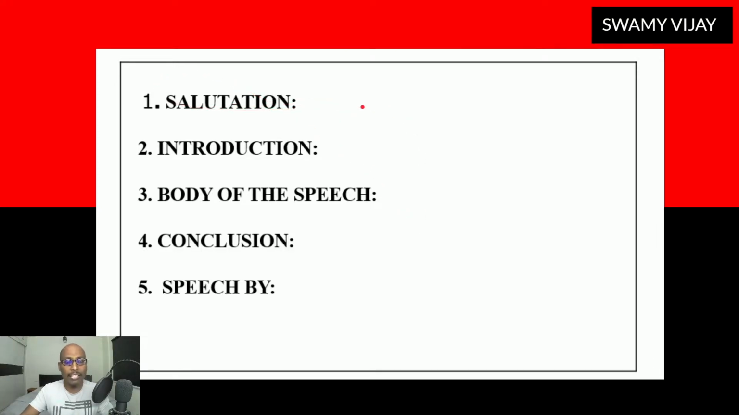So when you begin the speech, you have to begin with the salutation. It can also be called greetings. That means before you speak anything about the topic or before you express anything in front of a large gathering, you have to greet people or salute people. So salutation is nothing but greeting.